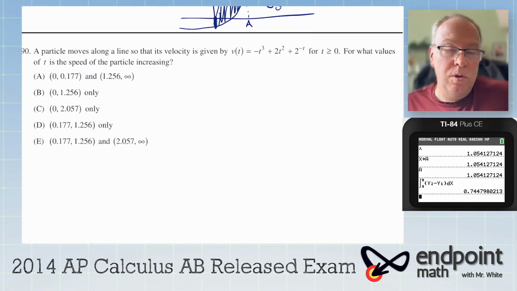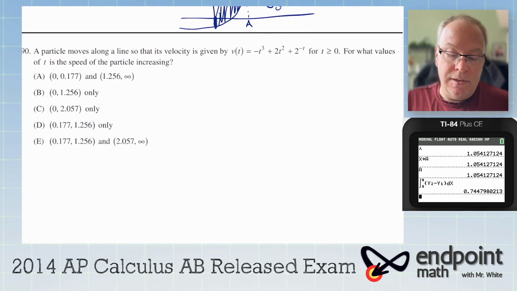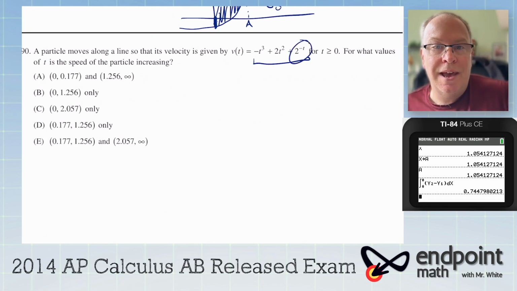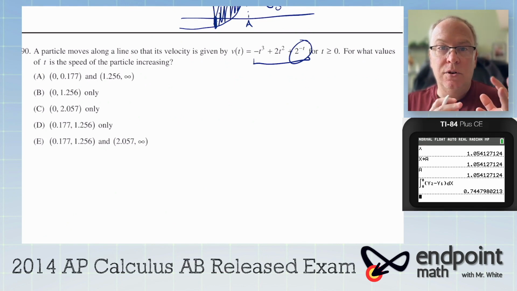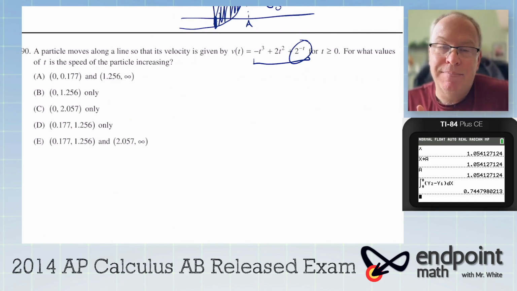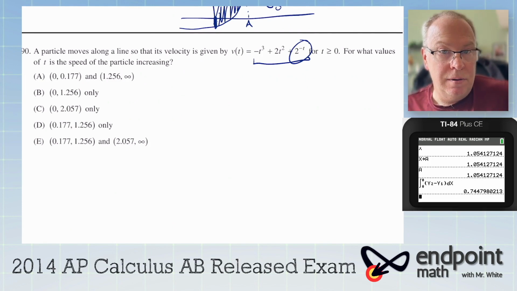A particle moves along a line so that its velocity is given by this. Now, this is a cubic, and with also, oh my goodness, with an exponential at the end. So some crazy stuff is going on here. This thing could be positive or negative. Do I care what it looks like? Not yet. I'm not sure that I'm going to need to know what it looks like, but let's see. For what values of t is the speed of the particle increasing?